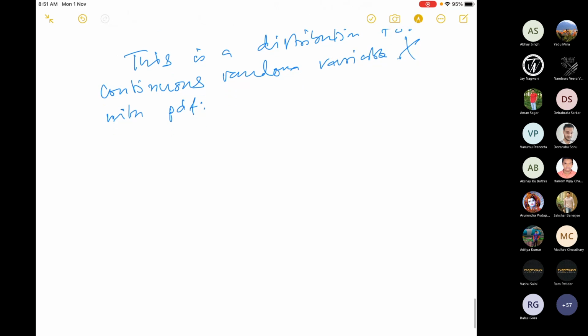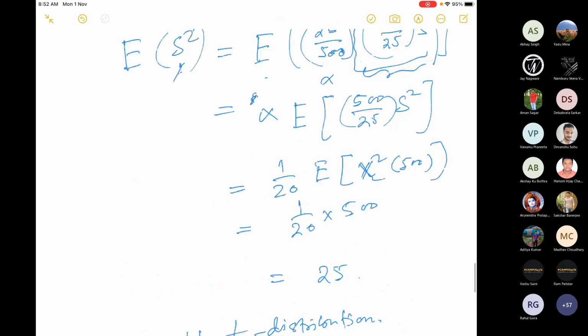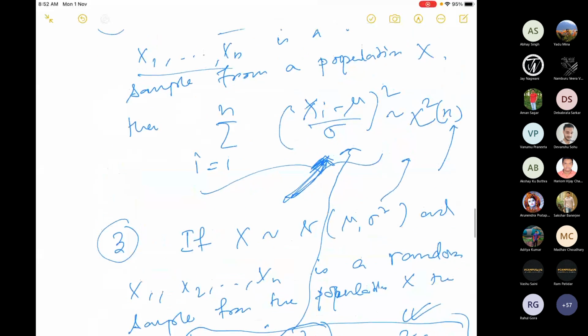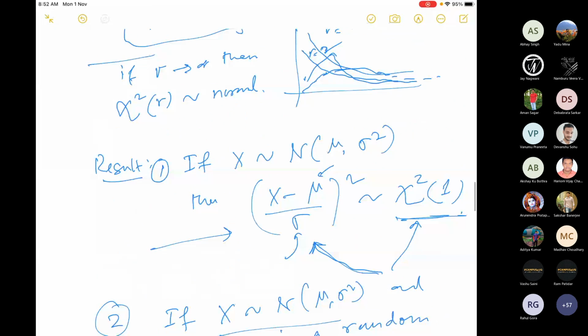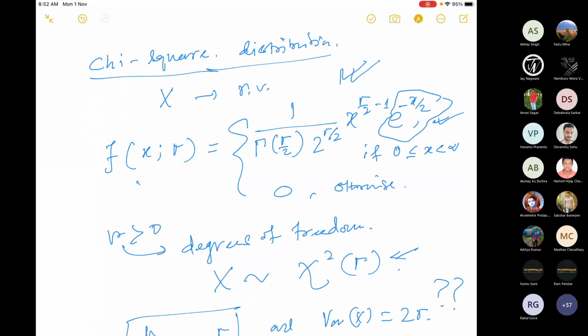This is the PDF. If you have X, which is the variable, and the parameter is... see, now every time I am writing this parameter now. Earlier I wrote R as the parameter, and there is a reason to it. Earlier I did not define it this way. Okay, there is a reason. So I'm denoting it like f(x; r), with this semicolon r.